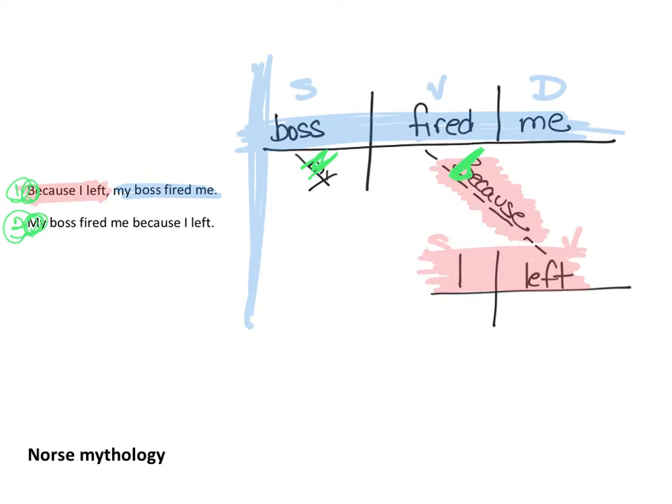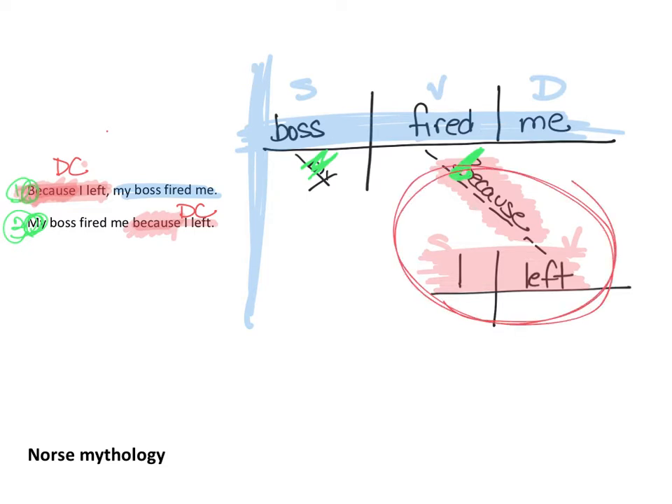And that is because the main idea is not determined by what's first or what's second. To determine main idea, you have to find the subordinating word. Whatever comes right after the subordinating word is going to be the dependent clause. Oftentimes you'll see it called the DC, the dependent clause. And that is the idea that is less important. It has been made dependent or subordinate. It's been put underneath a main idea.